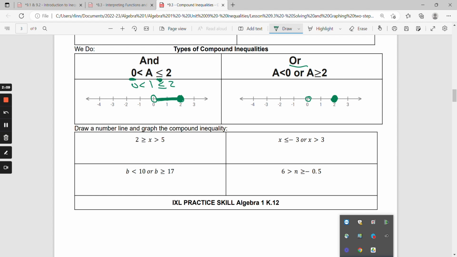so 1 is part of our solution. When we have an "or" inequality, it's going to be the exact opposite. It can't be 1. We could see that 1 is not less than 0. That's not true. 1 is also not greater than or equal to 2. So this section in the middle is not part of our solution. So instead of graphing in between those two circles, we're going to have our arrows point in opposite directions.